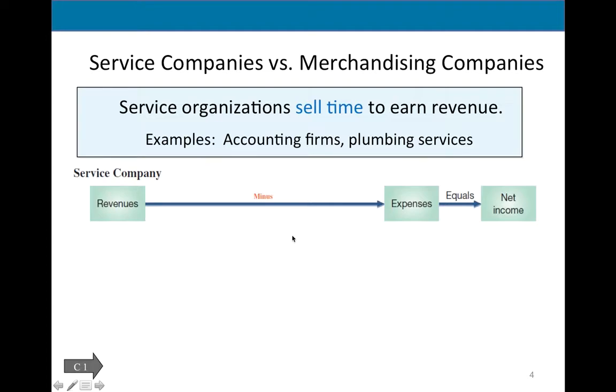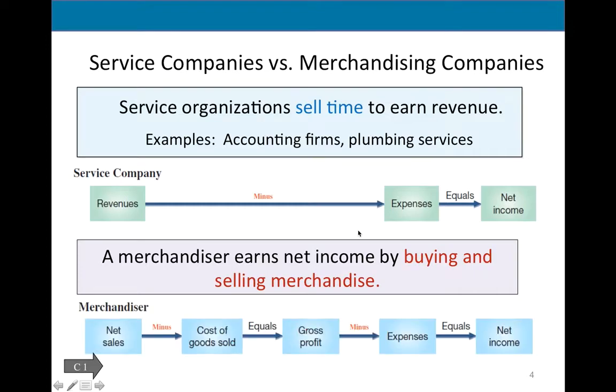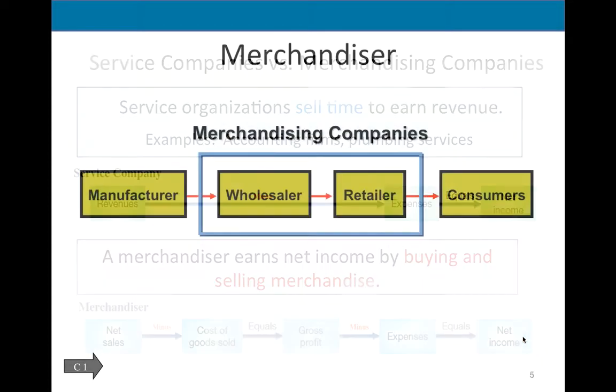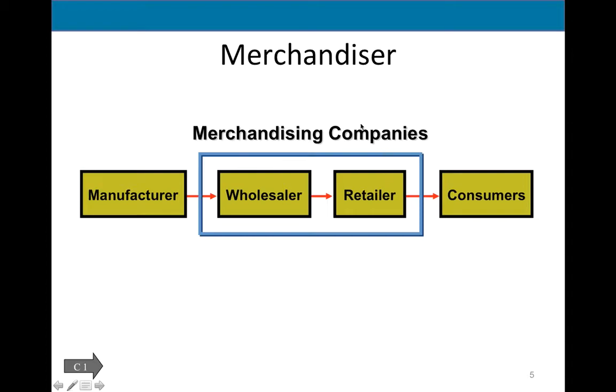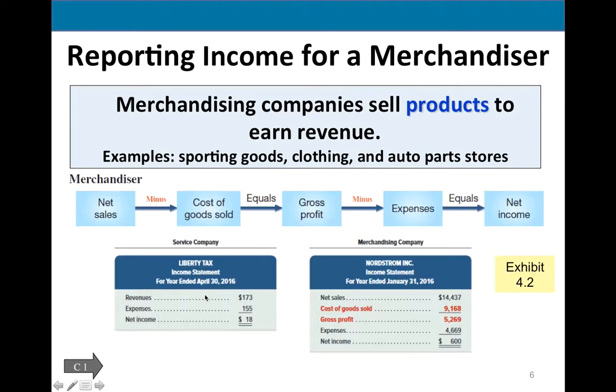The service company's income statement, right? Revenues minus expenses equals net income. For a merchandiser, it's longer. We go from net sales, and I showed you how to calculate net sales. That's sales minus sales returns and allowances minus sales discounts, minus COGS equals gross profit, minus expenses equals net income. And these are the companies we're dealing with in this chapter: wholesalers and retailers. And again, these are examples of income statements for a service business right here, and for a merchandiser right here.